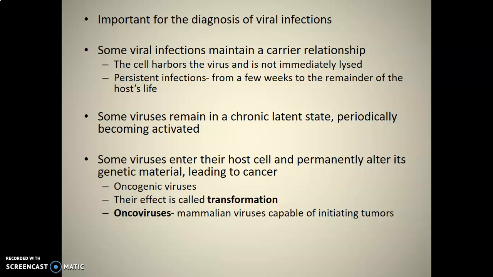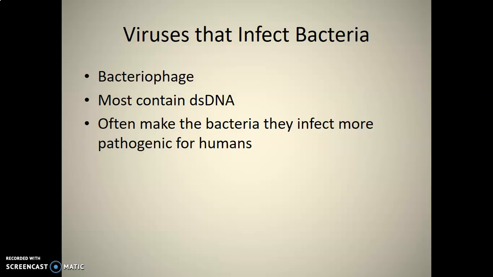Some other things to think about with viruses is that some viruses can go in and alter the genetic makeup of the cell that they are infecting. This process is called transformation, when a virus transforms or changes the DNA. Sometimes this can lead to cells becoming cancerous or forming tumors. Viruses that cause this situation are called oncogenic viruses or oncoviruses. They're capable of initiating tumors in humans.